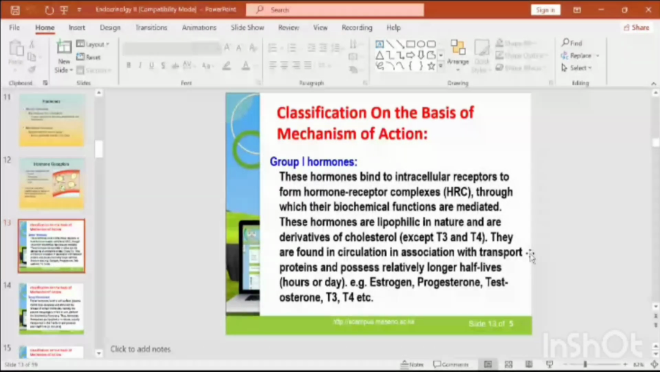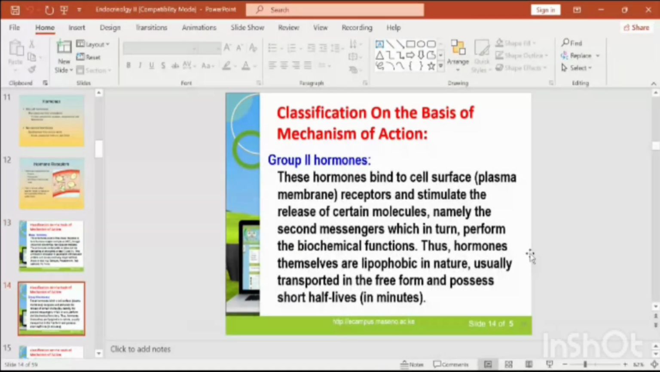Once they diffuse through the cell membrane, they will go directly into the nucleus, or they could have their receptors within the cytoplasm, and the binding will form a hormone receptor complex, which will cascade a net of reactions until the final effect of the hormone is seen later. That is one example or one classification.